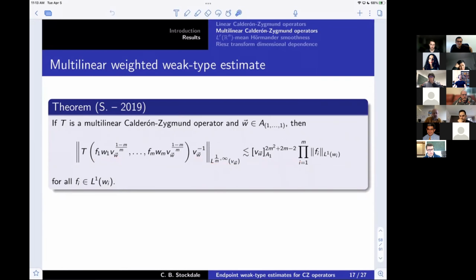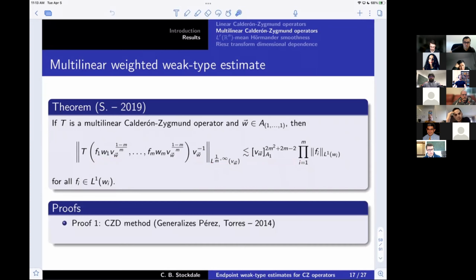So if you take all of the weights just equal to 1, this reduces to the multilinear weak (1,...,1) into L^{1/m} space inequality. And if you take m equal to 1, this reduces to the mixed weighted weak type inequality. So it generalizes both of the previous results in certain senses.